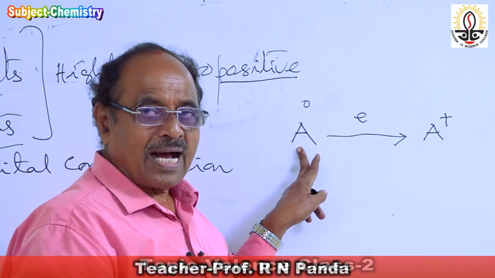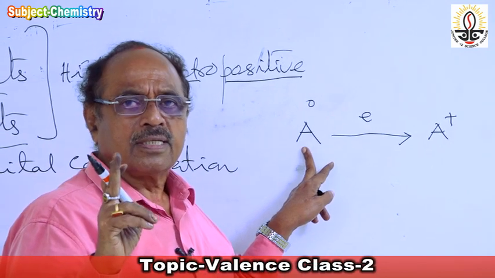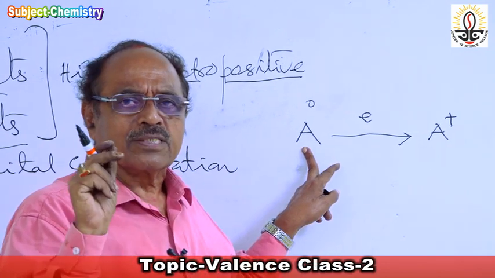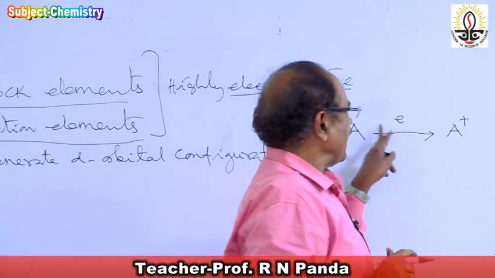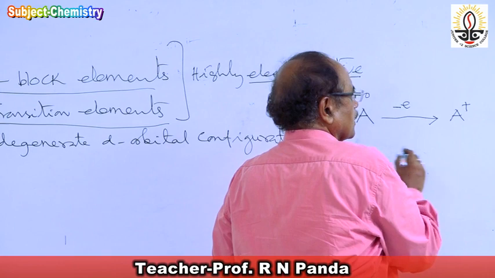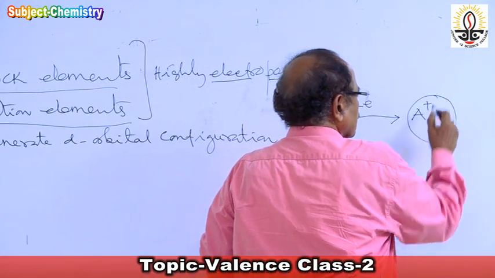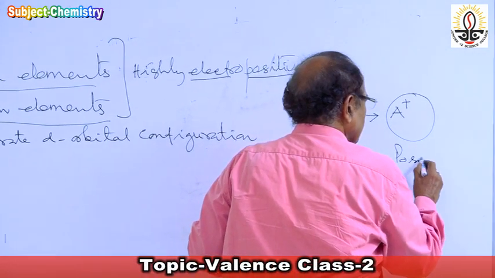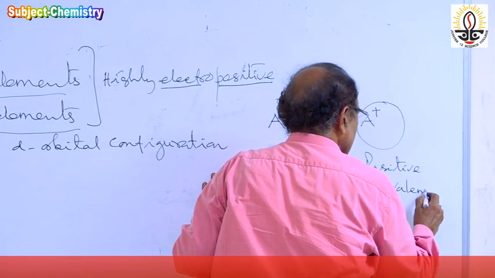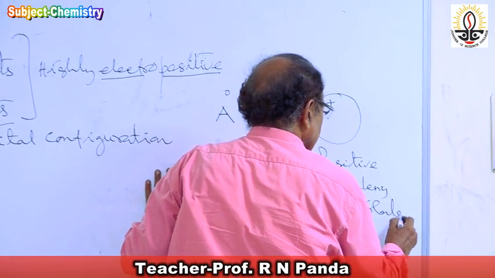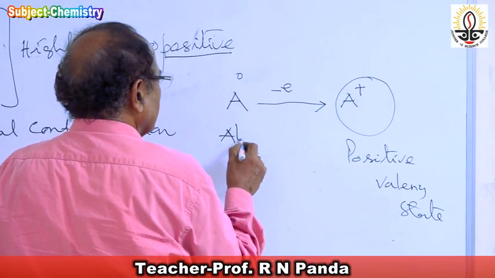Could you understand this? Atom is electrically neutral, no charge, because the number of electrons are equal to number of protons. But here, we lost an electron. This forms a positive ion. So this is called positive valence state. And this is the atom of the element.